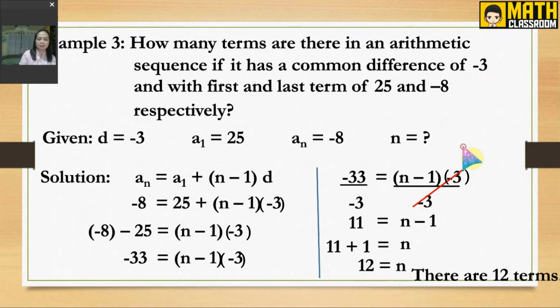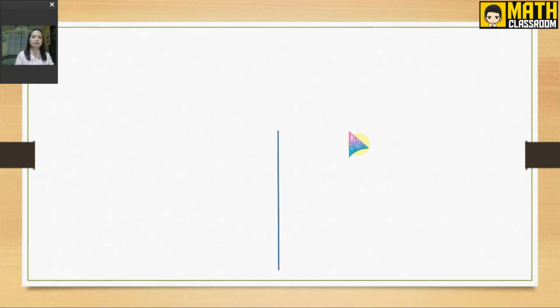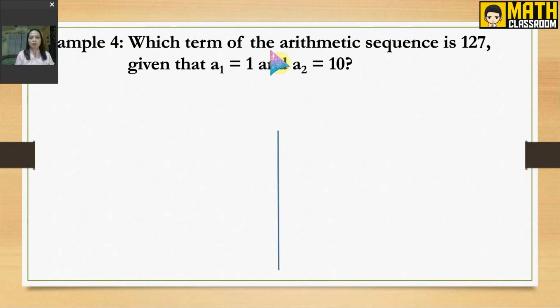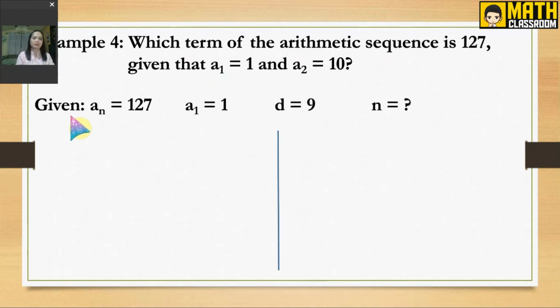Okay, let's have example number 4. Which term of the arithmetic sequence is 127 given that a sub 1 is equal to 1 and a sub 2 is equal to 10. So remember yung example number 3, how many terms? Ito naman, which term? Pang ilan? Sa 127 sa arithmetic sequence. Given the first term and the second term. So let's have the given values.